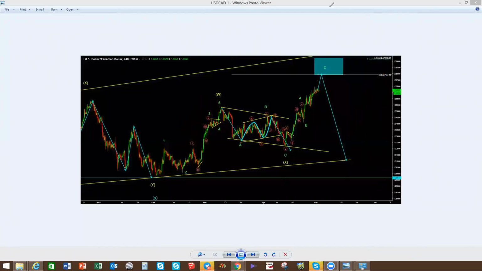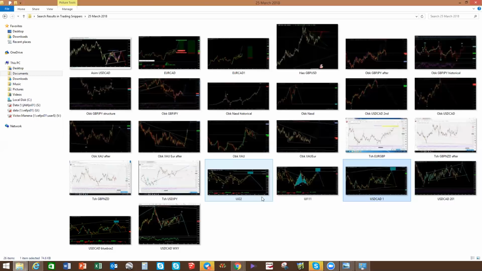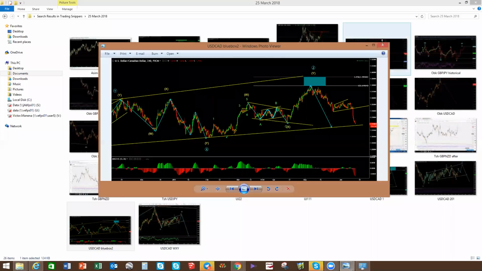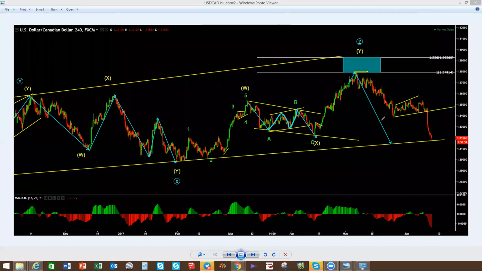And look what happens after that. After that, this is what happens. You get this coming all the way down. Not 1 pip more than the blue box. So it touches the blue box and just reverses. Now you're coming back here.